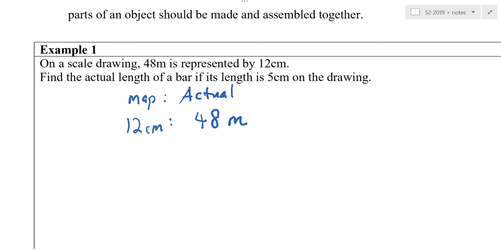Now, having said that, it's not about the question here. 5 cm on the drawing. So where do you put under the map? Anyone can tell me one number to multiply so that you get the answer? Is it easy? No. So very good. So every time we will want to find one first.